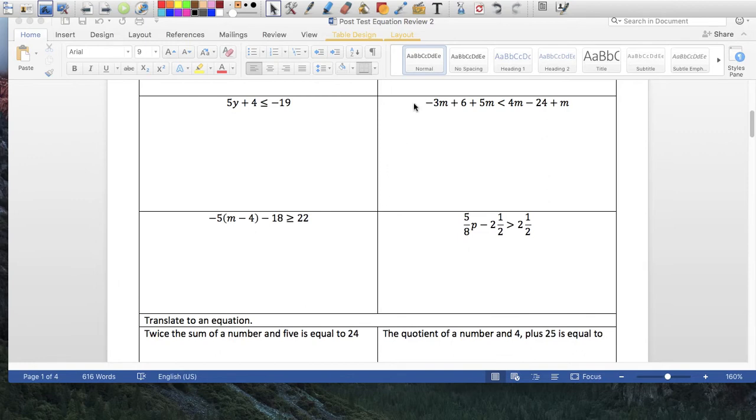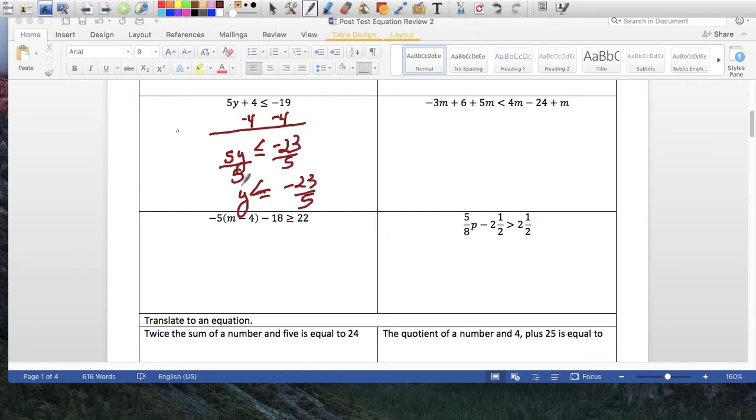Now, these are inequalities. Let's solve in the same way. So let's do minus 4 over here. Minus 4, right? Do your little story if you like. This is going to be 5y less than or equal to negative 19 minus 4, which is negative 23. Divide both sides by 5, and I get y is less than or equal to negative 23 over 5.